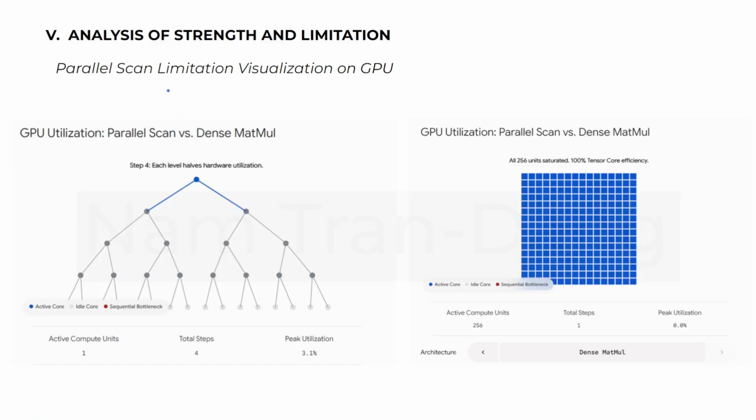And here is the visualization of the parallel scan limitation on GPU. The original one uses the parallel scan like this. Previously, we saw it is O of log L, but in MATMUL, it only uses one step in order to calculate it. And the current Mamba model, which is Mamba version 1, doesn't utilize the MATMUL. So I do believe that the next version is going to solve this.